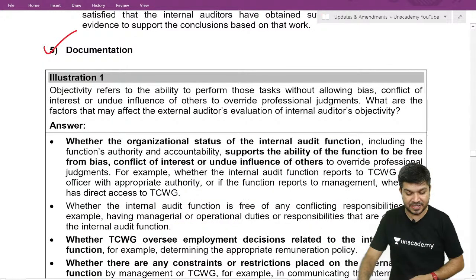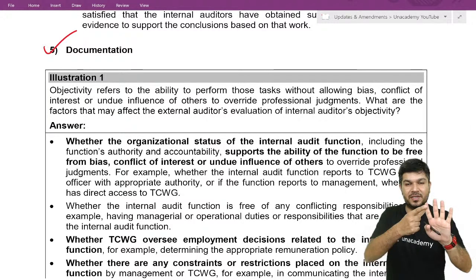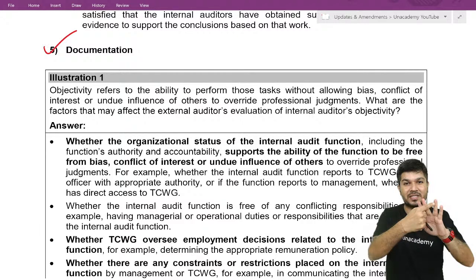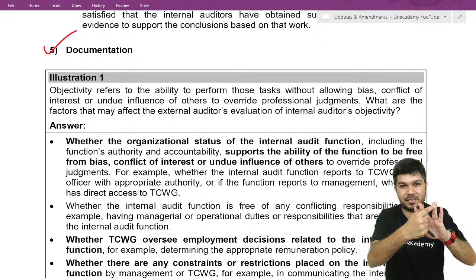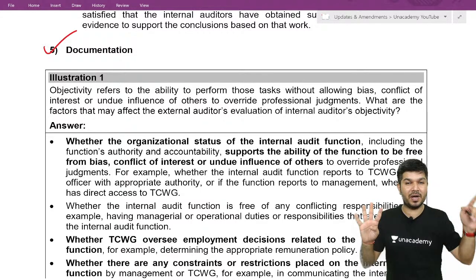So SA 610 is also over. In SA 610, there can be 4 separate questions. First, what are the audit procedures to determine whether, which areas, and to what extent we can use the work of the internal audit function? Second, what are the audit procedures while using the work of the internal audit function? Third, what are the audit procedures in determining whether, which areas, and to what extent we can use the internal auditor to provide direct assistance? And fourth, what are the audit procedures while using the internal auditor to provide direct assistance? 4 separate questions can be there. Requirement 1, 2, 3, 4.